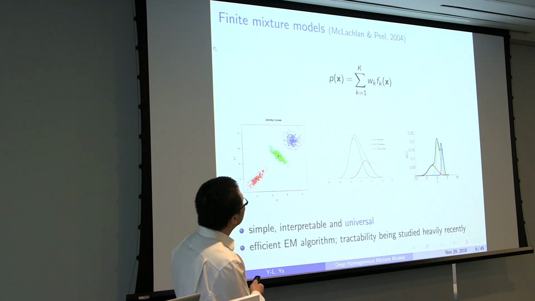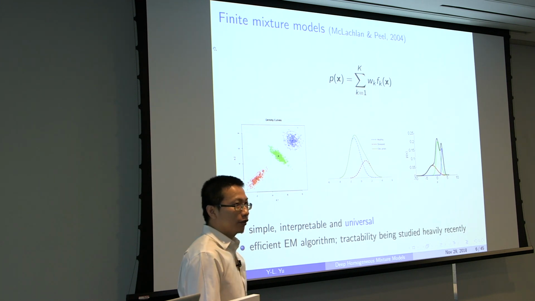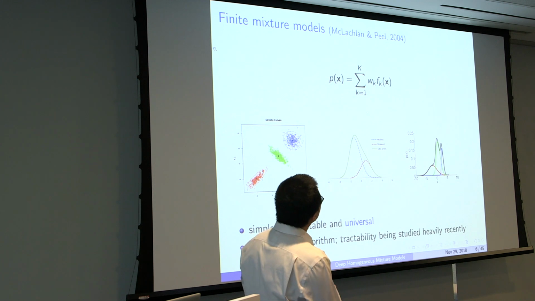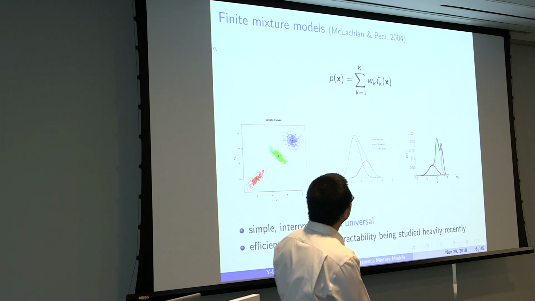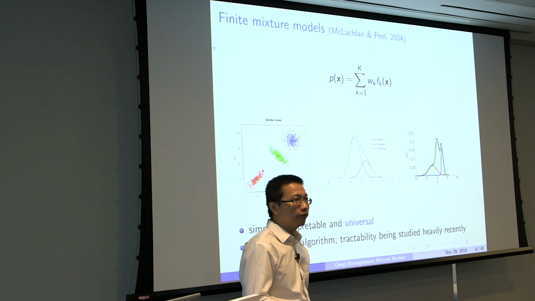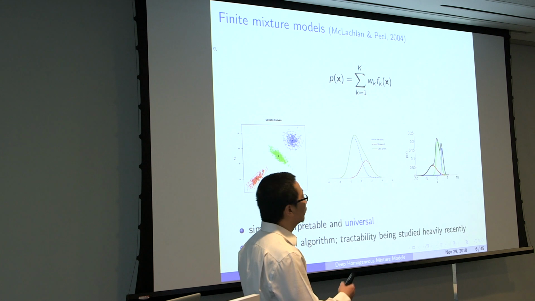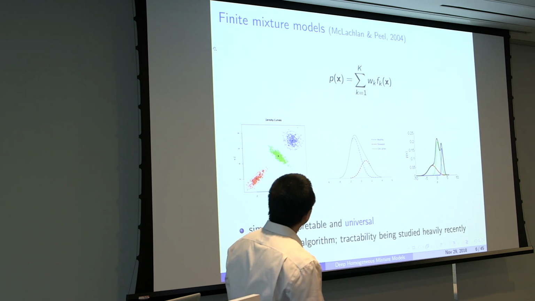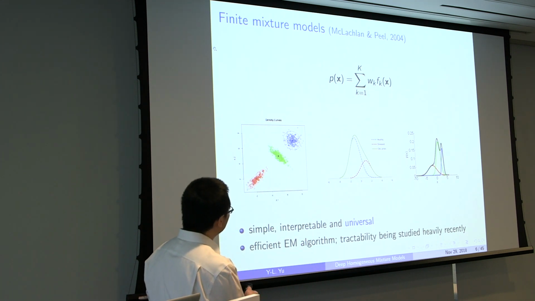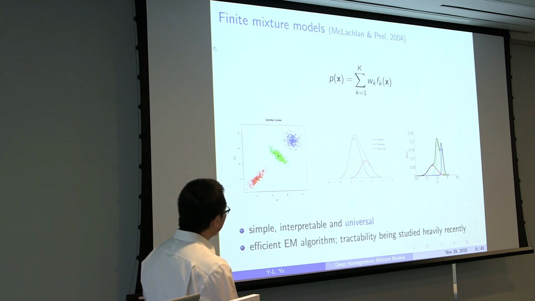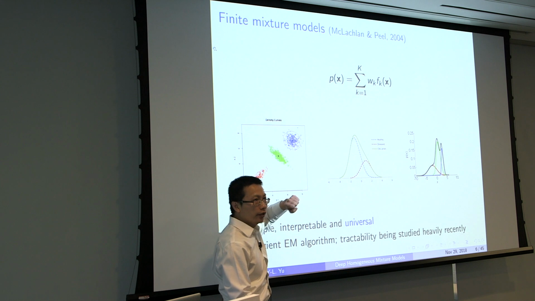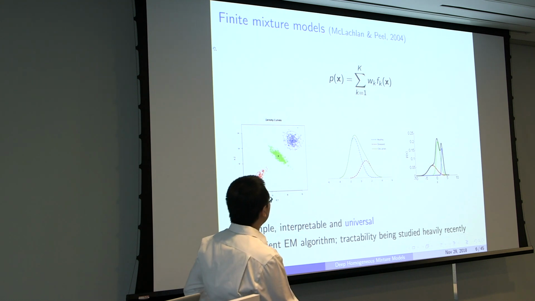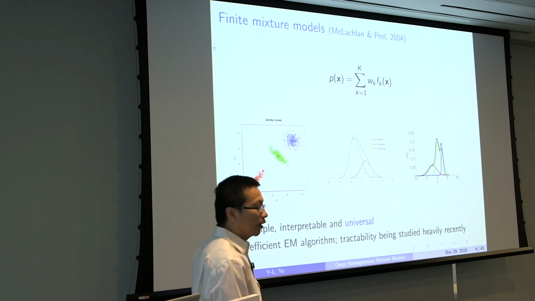Here, you just represent your density function P as a convex combination of some predetermined density functions Fk. So the Wk are non-negative, and they sum to 1. So it's a convex combination of existing density functions. Here's an example where suppose this is your data in a two-dimensional space. You can have 3 components, F1, F2, F3. And then you combine them, and you can model the data fairly well.